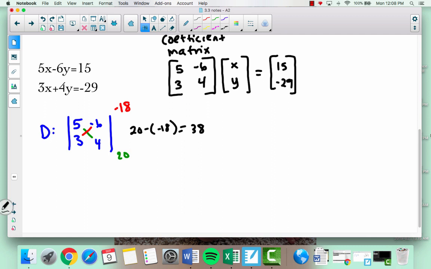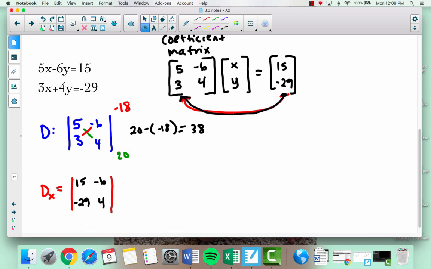The second step is to find the determinant of x. So what this means is that we're going to take the coefficient matrix, but we're going to change the x column and put the solutions into the x spot. So instead of having 5 and 3, now we're going to have 15 and negative 29. Okay. And then we're going to keep the y's the same. So notice I took the solutions here and plugged them into the x spot.